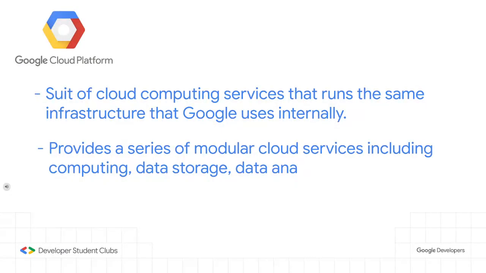Google Cloud Platform or GCP, offered by Google, is a suite of cloud computing services that runs on the same infrastructure that Google uses internally for its end-user products, such as Google Search, Gmail, file storage, and YouTube. Alongside a set of management tools, it provides a series of modular cloud services including computing, data storage, data analytics, and machine learning.